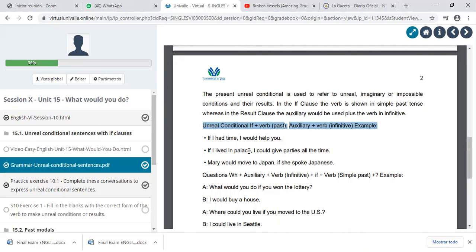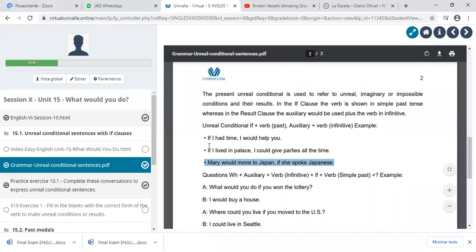Si yo tuviera el tiempo, yo te ayudaría. Okay, this is example number 1. Now we are going to be focused on example number 2. If I lived in a palace, I could give parties all the time. Si yo viviera en un palacio, podría ofrecer fiestas todo el tiempo. Okay? And example number 3, Mary would move to Japan if she spoke Japanese. María se movería a Japón si ella hablara japonés. Okay? So those are 3 examples in affirmative.